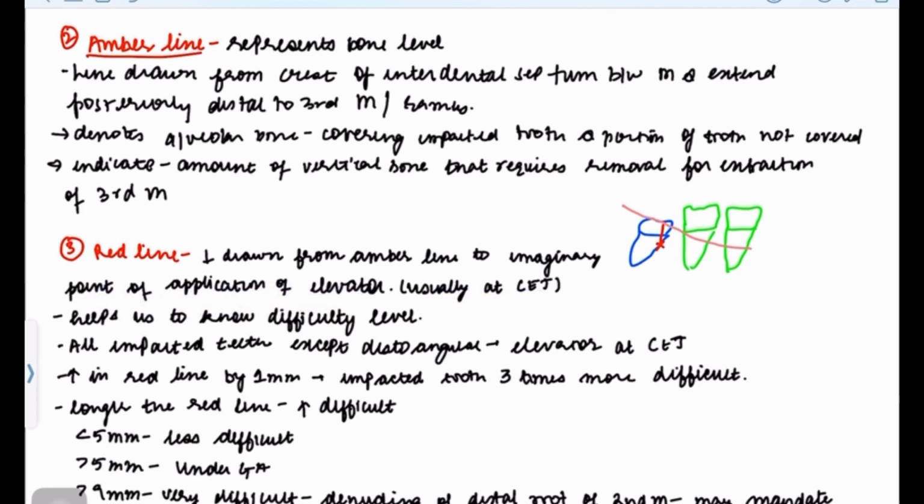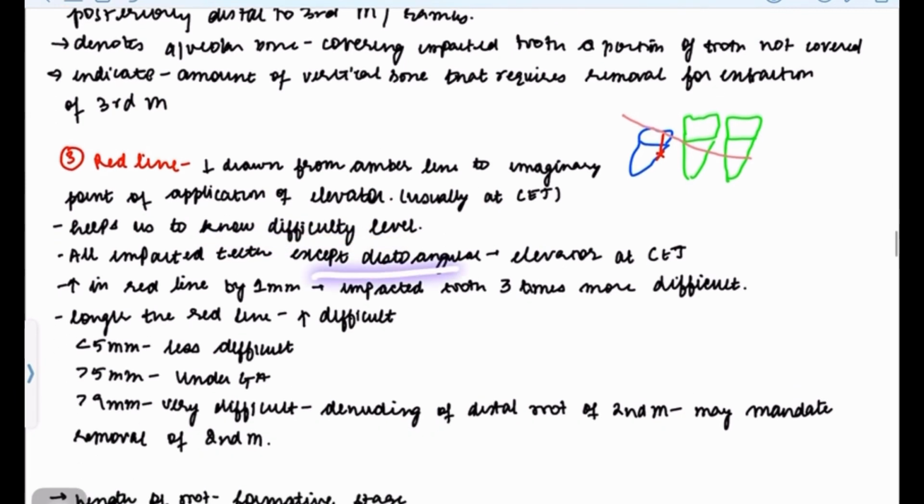It helps us to know the difficulty. Obviously, if this line is deep, that means the tooth is embedded more in the bone. So it is telling us the difficulty level. All the impacted teeth except the distal angular will be elevated at the CEJ. We will place the elevator at the CEJ. As I already said, if this red line increases, obviously the difficulty index increases.